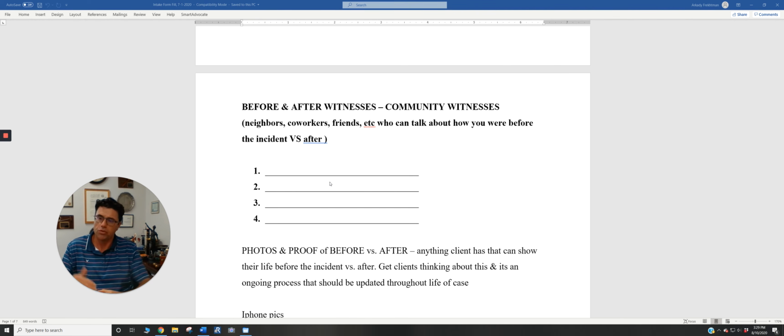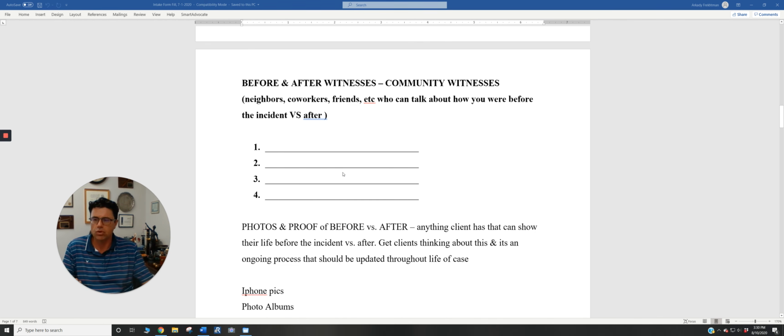You want to be able to show that they were a vibrant person, going to work, very smart, lots of friends. And then after the incident, things have changed. They can no longer work. Perhaps they're more isolated, more depressed. They've had other problems. And you do that through coworkers, neighbors, friends, and you really have to do a deep dive. Like we like to go to our clients' houses and sit down with them and really talk to them. During Corona, we've been doing it over Zoom and Skype to really get to know them.